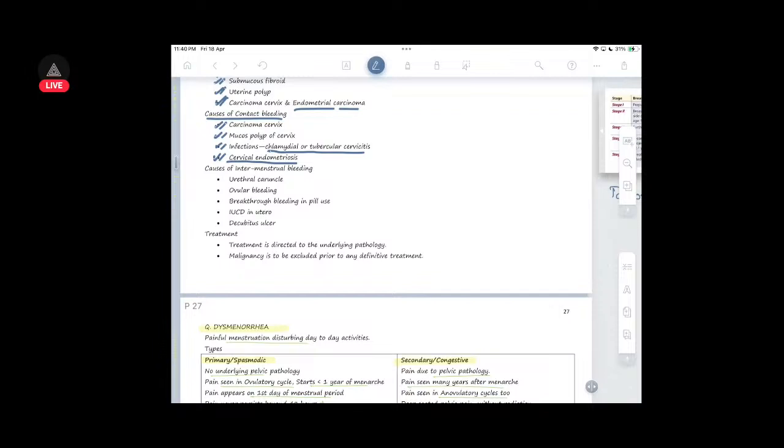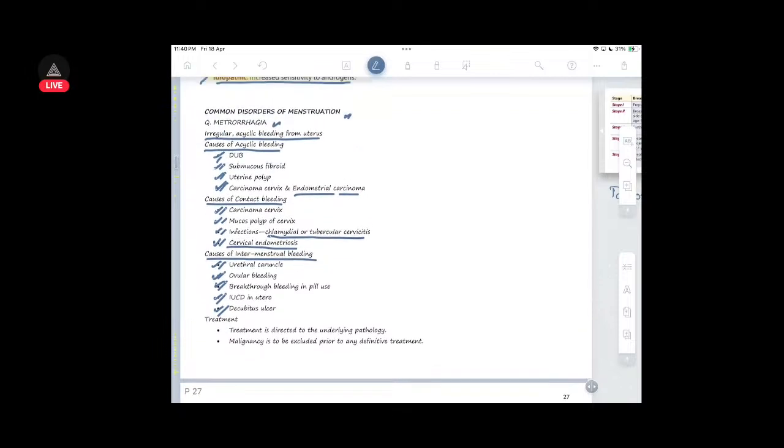Okay. Causes of intermenstrual bleeding: urethral caruncle, ovular bleeding, breakthrough bleeding in pelvis, IUCD in uterus, and decubitus ulcer. Those are intermenstrual bleeding. We are basically listing possible causes of increased bleeding, irregular acyclical bleeding from the uterus.